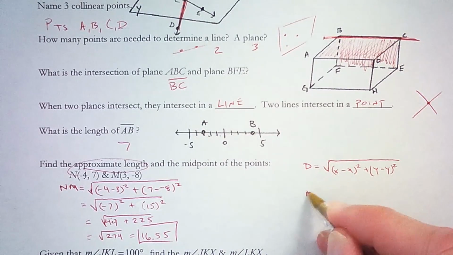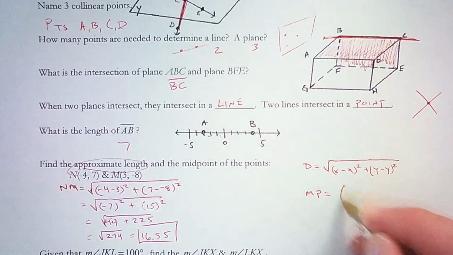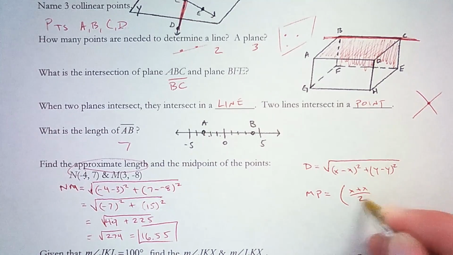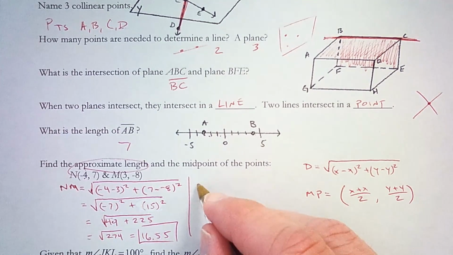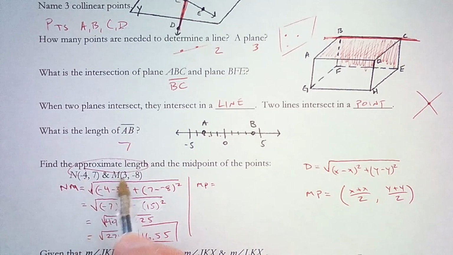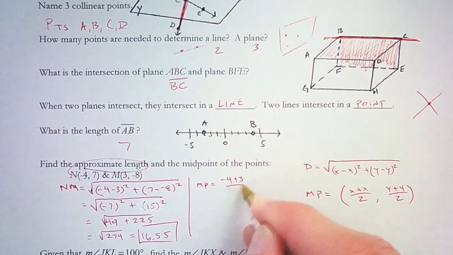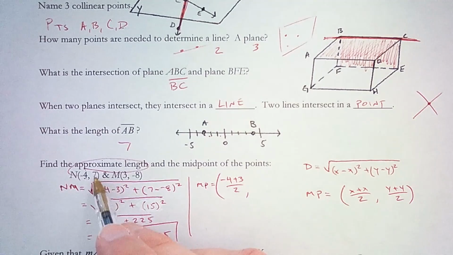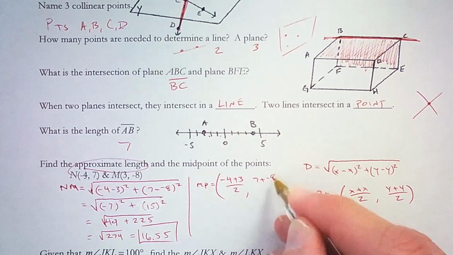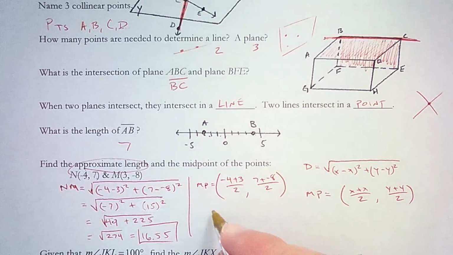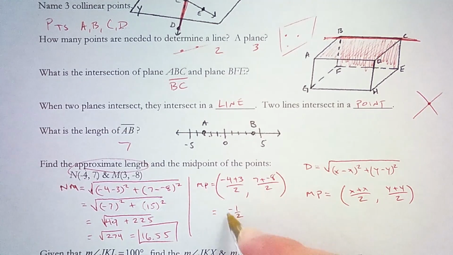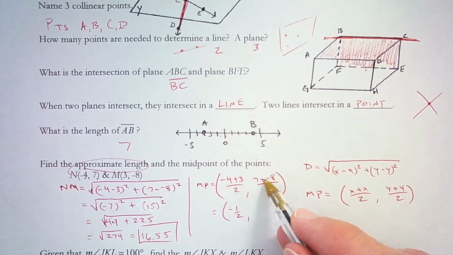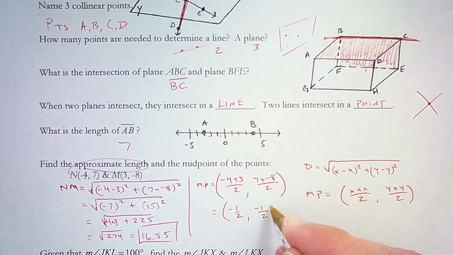Now the midpoint, we're going to use the midpoint formula, and that is x plus x divided by 2, so it's the average of the x's, and then the average of the y's, y plus y divided by 2. So for the midpoint, x plus x is negative 4 plus 3 divided by 2, and then y plus y, 7 plus negative 8 divided by 2. So that's negative 4 plus 3, that's negative 1 over 2. And 7 plus negative 8 is negative 1 over 2.